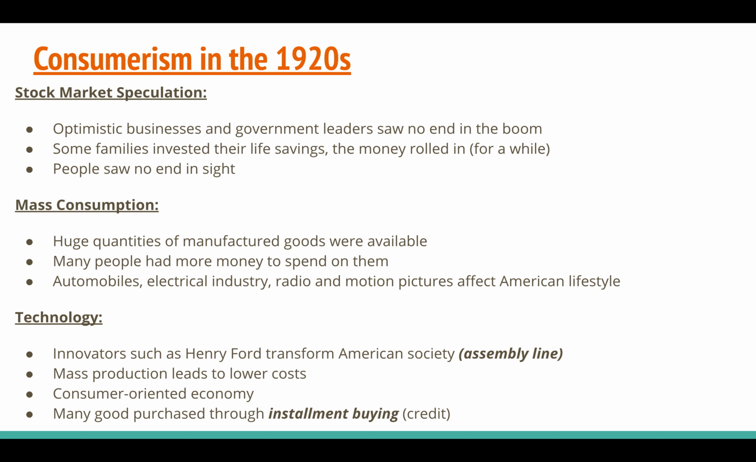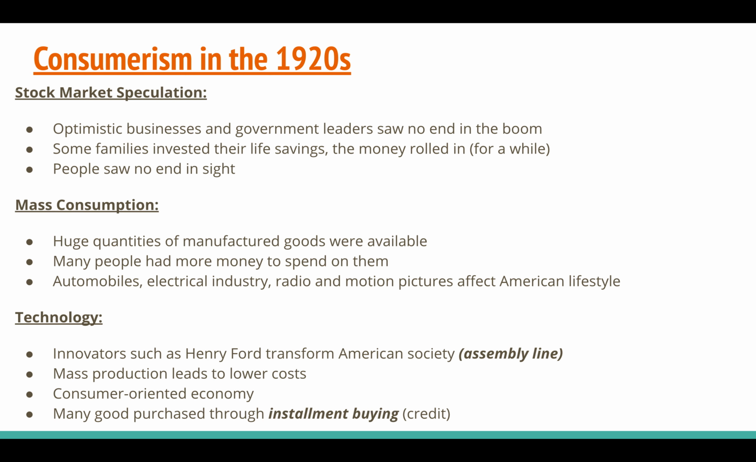However, during the 1920s, people speculated. When you speculate, you're sort of guessing or you're assuming. And people were optimistic. They thought that the stock market was always going to go up. So instead of investing, putting some of their money in a bank, they put most of their money in the stock market. And for a little while, the money kept rolling in, but it's going to come back and bite some people in the butt when the Great Depression hits.